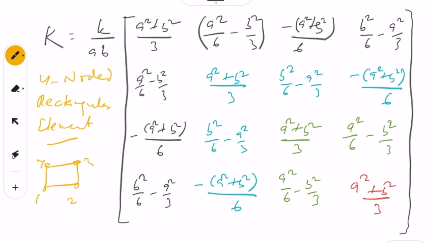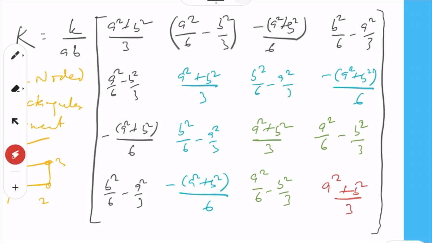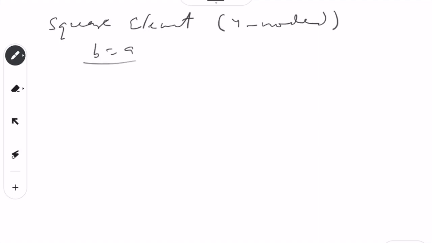Now that we know how to derive the stiffness matrix for a 4 noded rectangular element, we can equate a equal to b for a square element. So here we will put b equal to a, and we can find out for the square element. So 4 noded, we put b equal to a, and find out accordingly. For a square element, we will have it like this, from here to here, all the same.